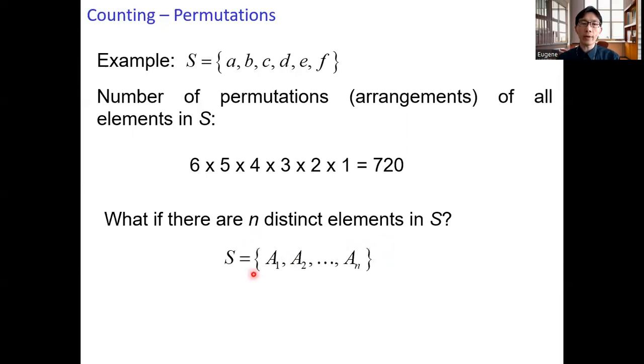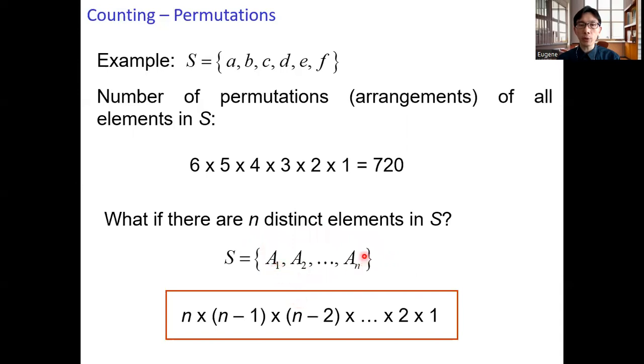Suppose S consists of A1, A2 up to AN, so n distinct elements. For the first position, we have n choices. For the second position, we are left with n minus 1 choices. And for the third position, we are left with n minus 2 choices, until the very end, where we have no choice, just the remaining element in the sample.